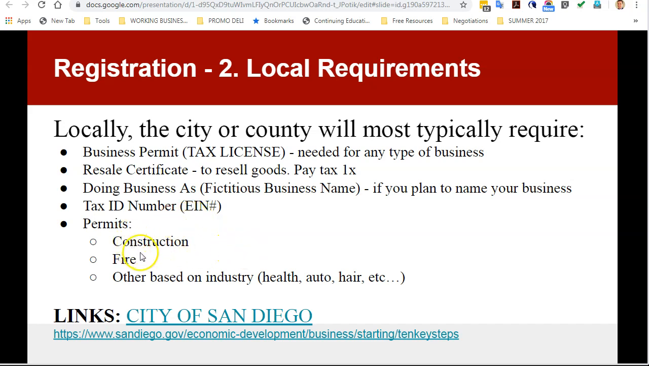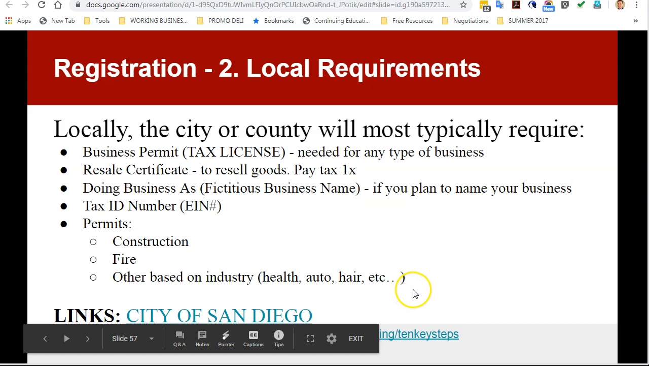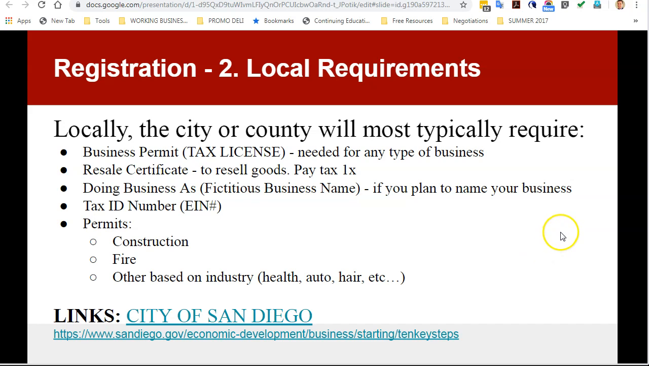Also, if you're doing any permits, construction, fire, anything else, you would want to get these things done. A good source is the City of San Diego. It definitely has some links if you're setting up in San Diego about how to set up your business.